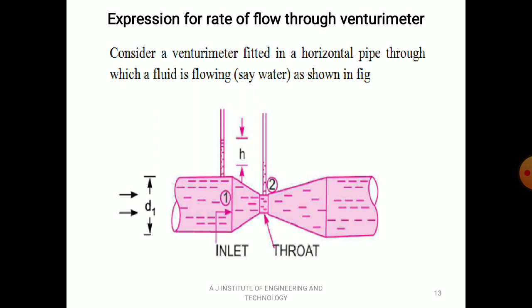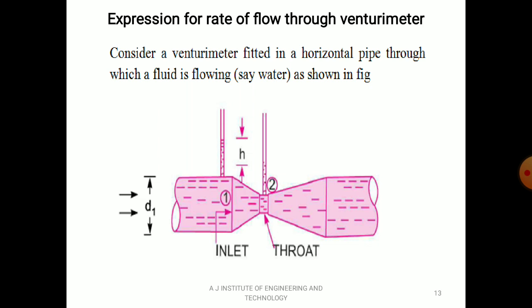The pipe has diameter D1, or the inlet of that Venturimeter is D1. You can see there section 1 and section 2. Section 1 is the converging part, where the diameter is gradually decreasing. Section 2 is the throat of that Venturimeter. After that we have the diverging part.